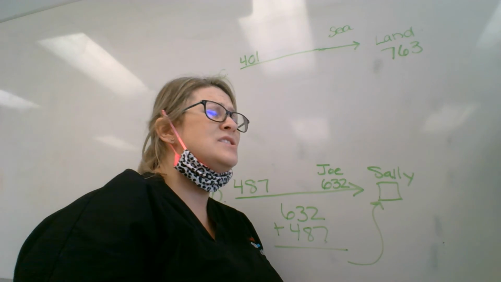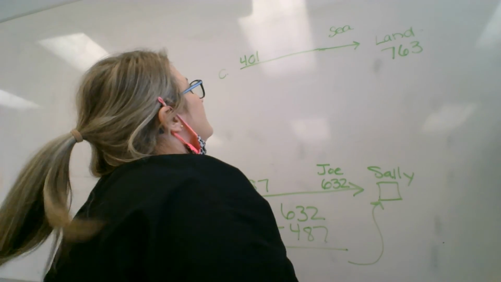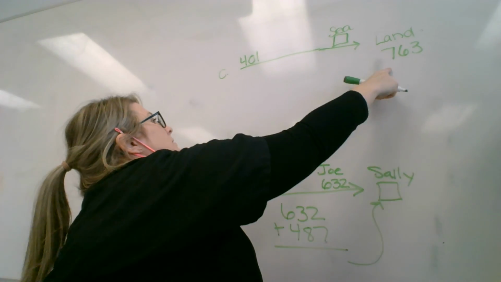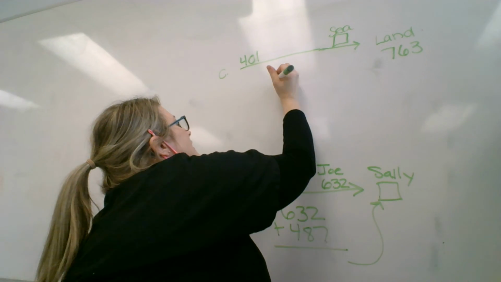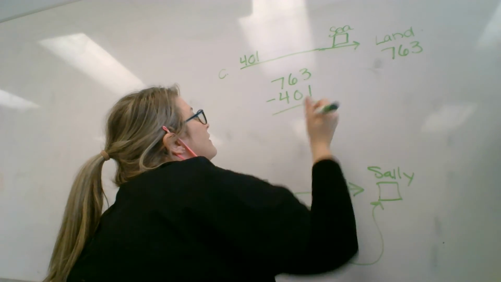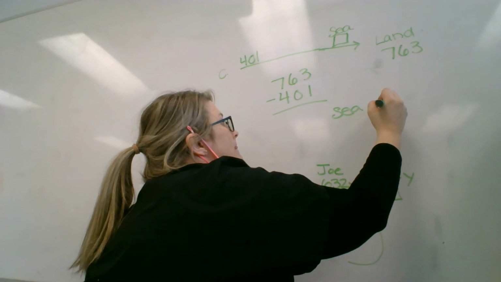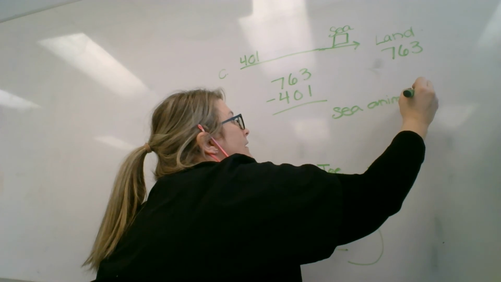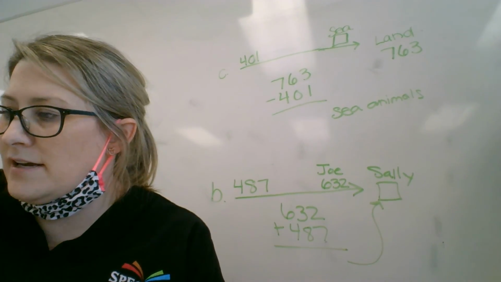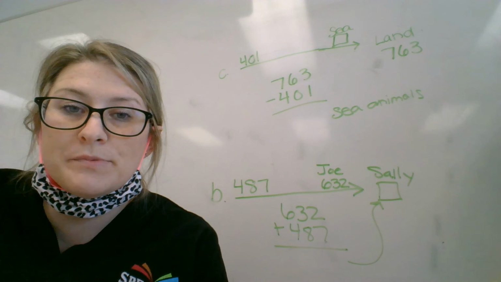So the best thing to do when you have these types of word problems is to do it one sentence at a time. Okay? So I know that I'm missing my small number. To figure out my sea animals, I'm going to have to work backwards, which is subtraction. 763 minus 401. Go ahead and solve. That's going to tell me how many sea animals were in the zoo. When you finish that, you guys can go ahead and work the independent work portions. When you are finished, please submit to your teacher.